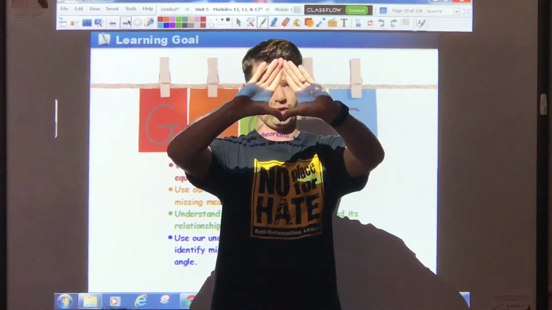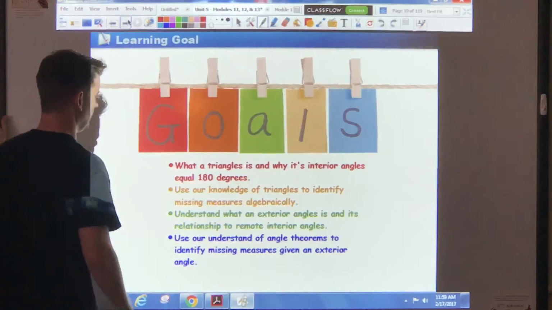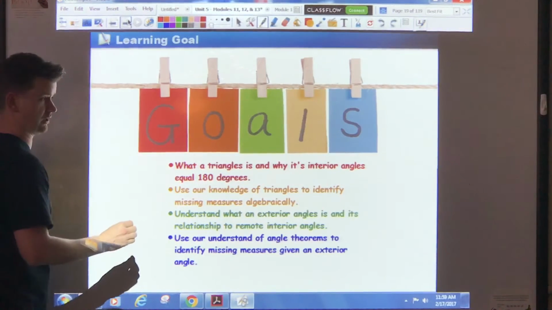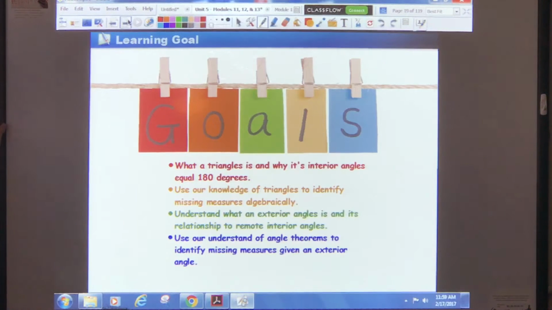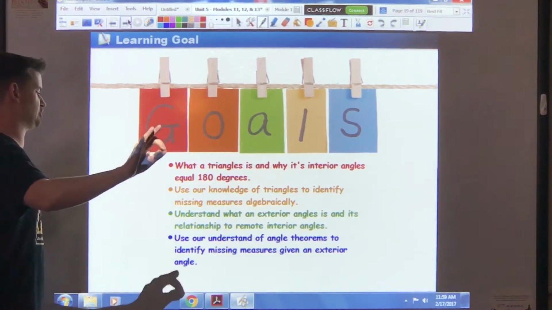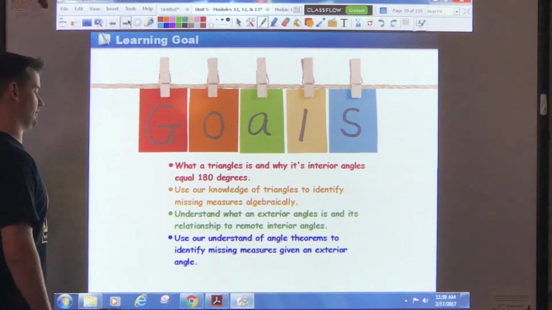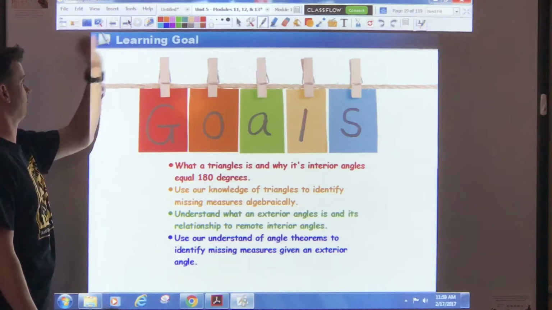Triangles. This is not the Rockaware sign, that's a triangle brought to you in part by math, killing people's brains for years. Alright, today you're going to understand what a triangle is and why its interior angles equal 180 degrees. We're going to use our knowledge of triangles to identify missing measures algebraically. We're going to understand what an exterior angle is and its relationship to remote interior angles. We will use our understanding of angle theorems to identify missing measures given an exterior angle.